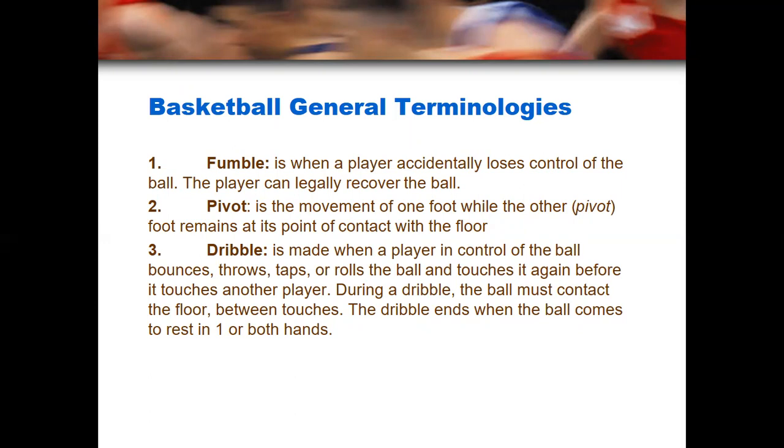Okay. And then a dribble is made when a player in control of the ball bounces, throws, taps, or rolls the ball and touches it again before it touches another player. During a dribble, the ball must contact the floor between touches. The dribble ends when the ball comes to rest in one or both hands. Okay, so the movement that you make while in possession of a basketball, only the movement part is considered as dribbling.